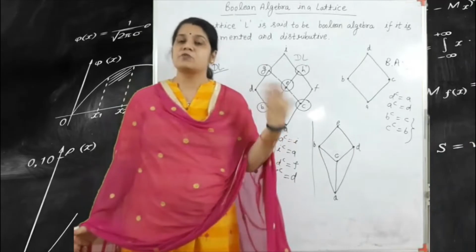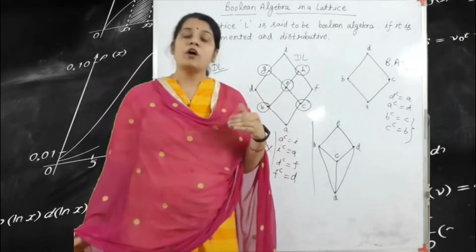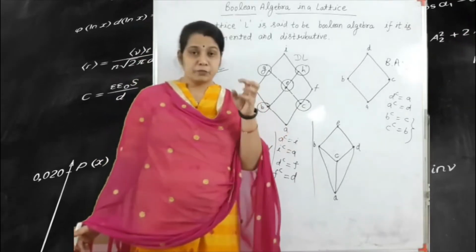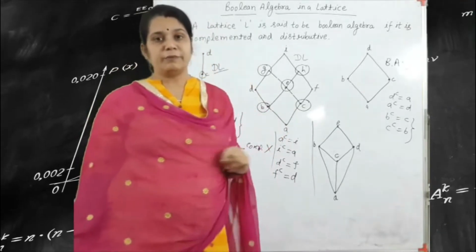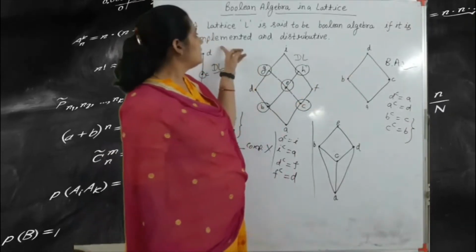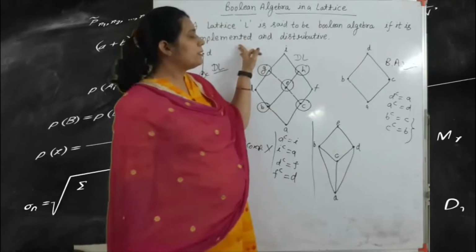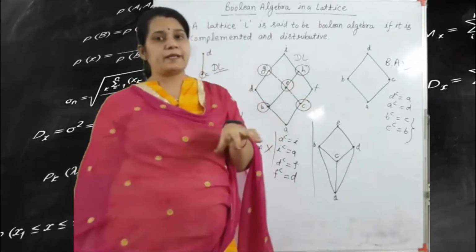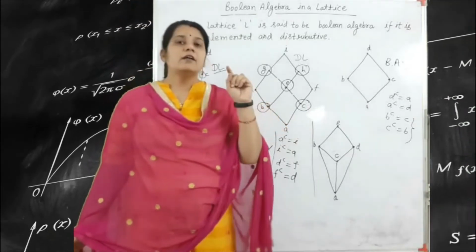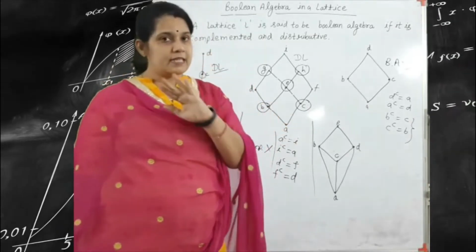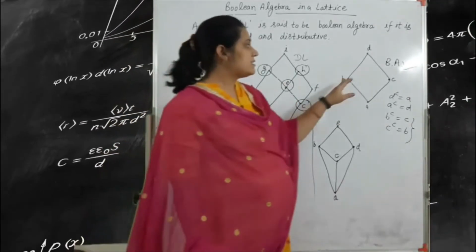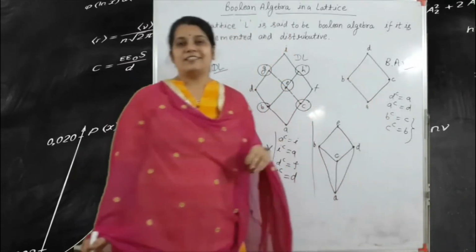That means at most one complement is present here, or we find here the complemented lattice. That means every element must have at least one complement present in your diagram. But according to Boolean algebra, we can say that the complemented and distributive both are present. That means in the simple way, we always remember that only one complement is present in every element. So we can say that this is a Boolean algebra and this is the example of the Boolean algebra.